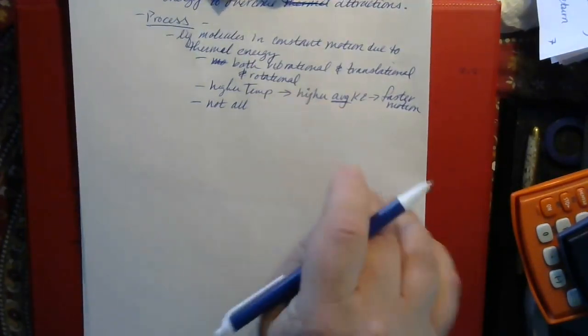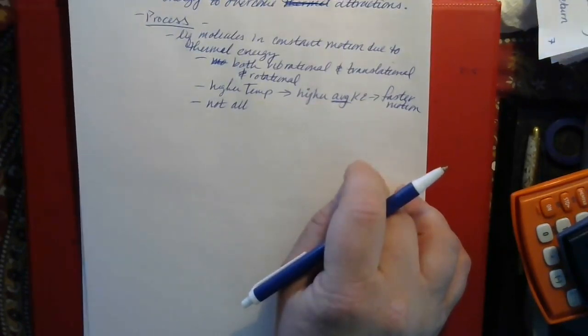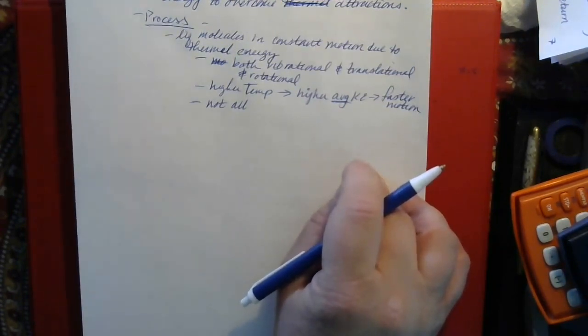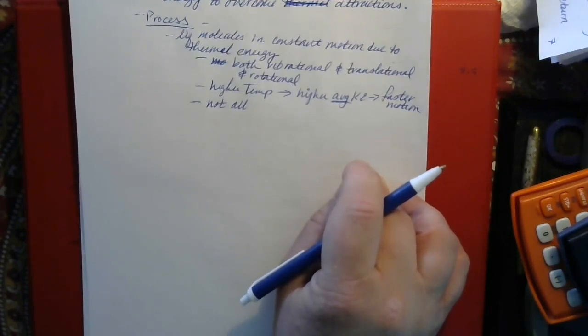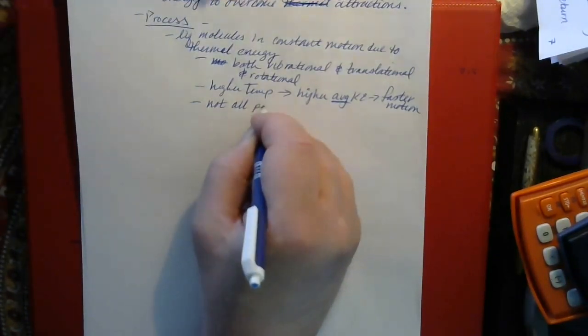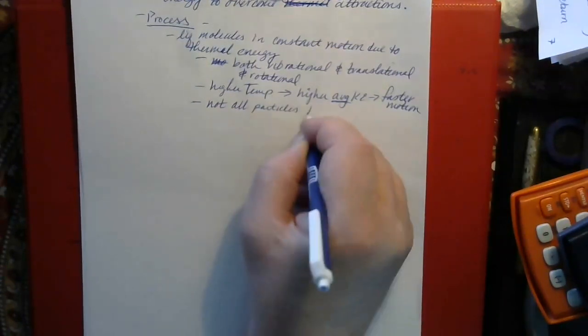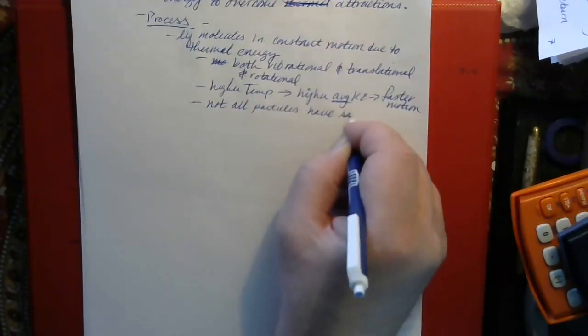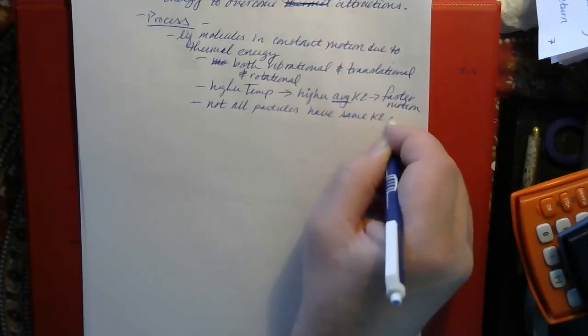But at any given temperature, no matter how high or how low, you're always going to have some molecules that have more kinetic energy than most of the others for whatever reason. And you're going to have other molecules that have less kinetic energy than most of the others for whatever reason. And so that's why we keep using average kinetic energy. So not all of the particles have the same kinetic energy at a given temperature.